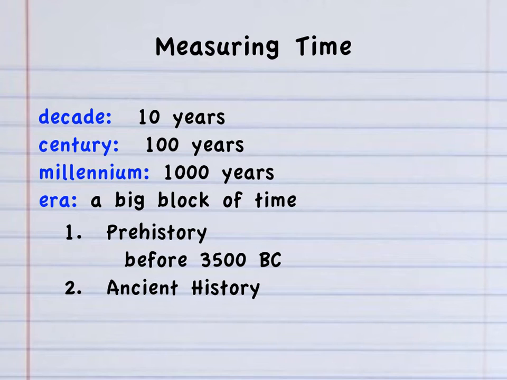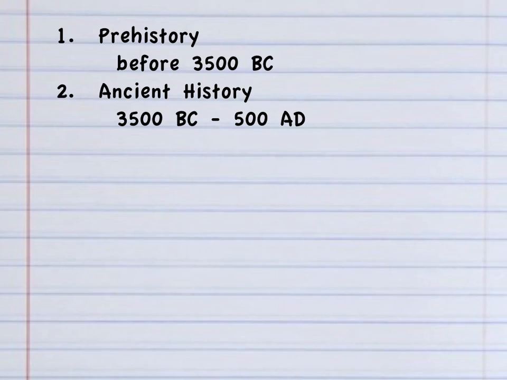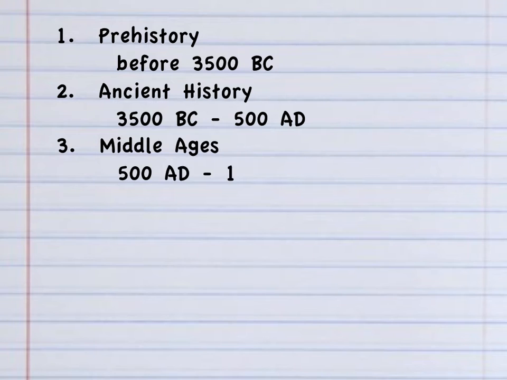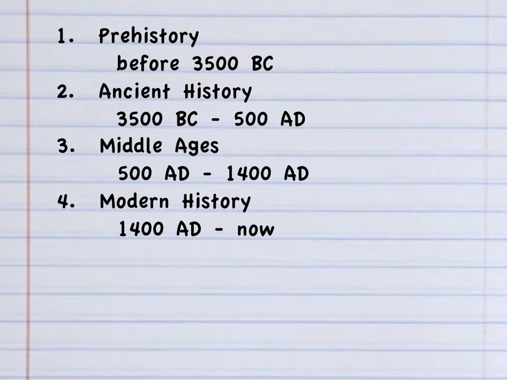Ancient history is everything from the beginning of writing, about 3500 BC, to 500 AD. What happened in 500 AD? That's about the fall of the Roman Empire, or the collapse of the Roman Empire, which brings us to our third era, which is the Middle Ages. That goes from 500 AD to 1400 AD. 1400 is about the time the Renaissance begins, and modern history is everything from the Renaissance until now. And we can see a lot of BCs and ADs on this chart.